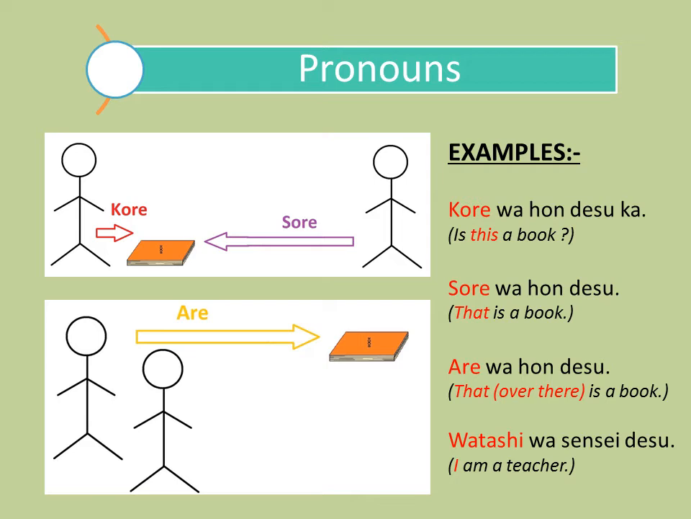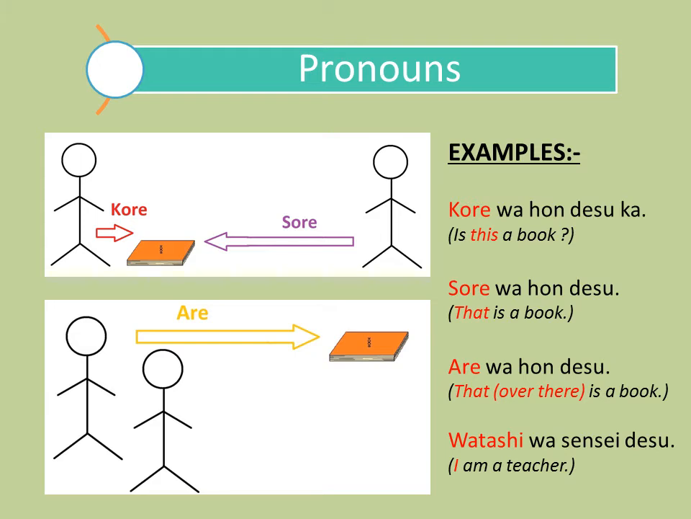The first picture here depicts two persons and a book in between them. The left side person will refer to the book as kore and the right side person will refer to the book as sore. Kore is used when the things are very nearby to them and sore is used when the objects are a little far away from them. For example, we have the left side person speaking, Kore wa hon desu ka? Kore here means this, so it means, is this a book? The right side person answers, Sore wa hon desu. Sore means that is a book.